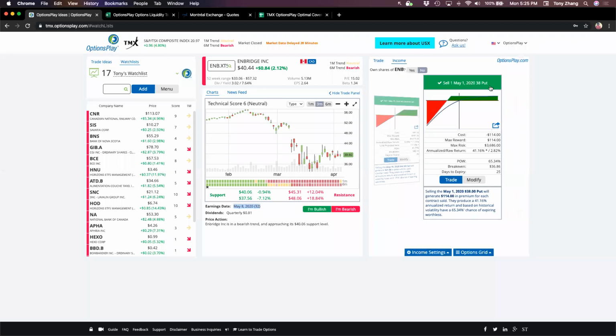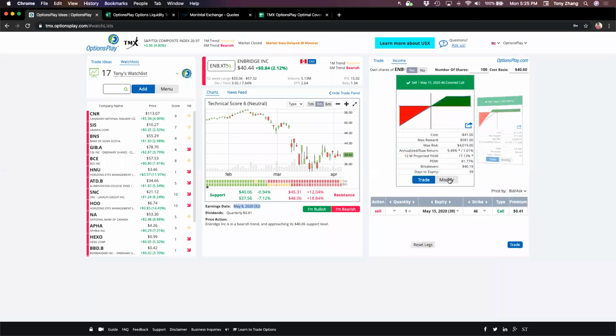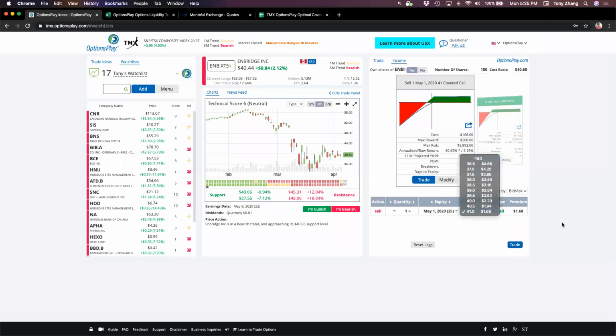I may sell the May 1st short put. And maybe you might want to modify this May 15th to a May 1st to avoid the earnings on the cover call. However, the May 1st expiration, as you can see, has very limited strikes at the moment. So really nothing to do here on May 1st for a cover call.